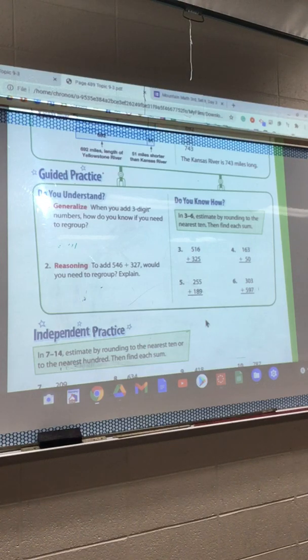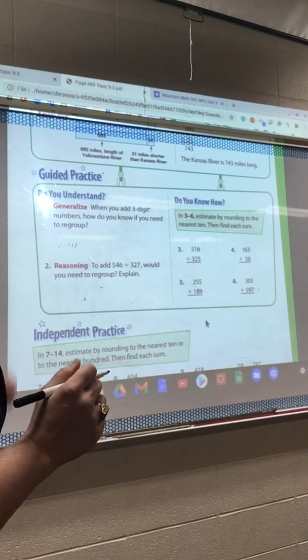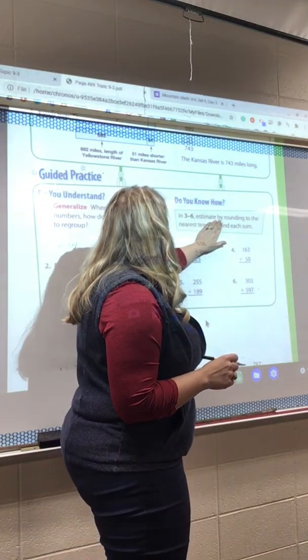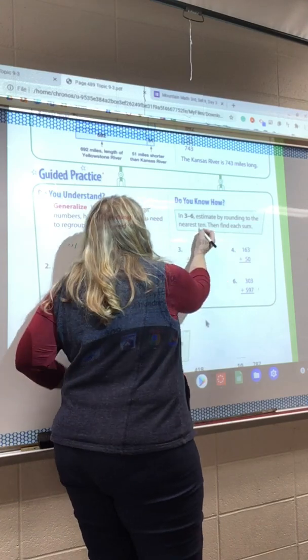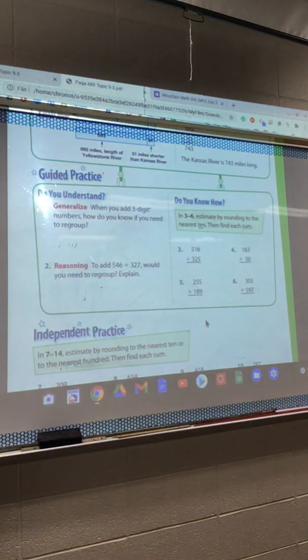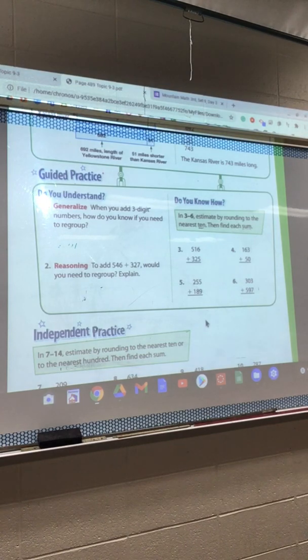If you're at home, we're going to start with number 3, do a couple there and some on the back. You will need to do 7, 8, and 9 on your own and submit. Okay, so let's start by reading the directions. It says, in 3 through 6, estimate by rounding to the nearest 10, then find each sum. So, again, when we round, 5 or more raise the score, 4 or less let it rest.